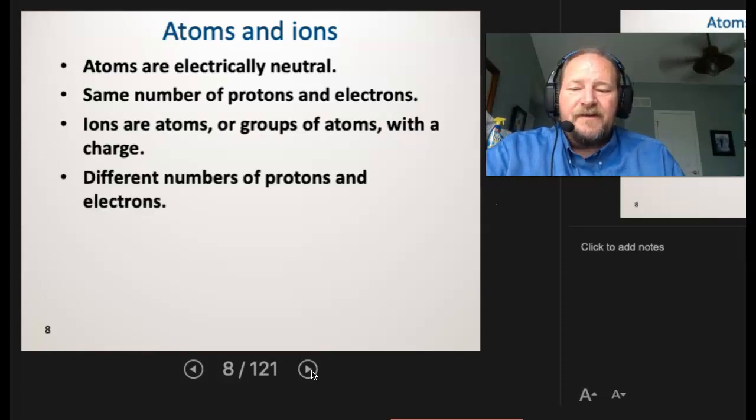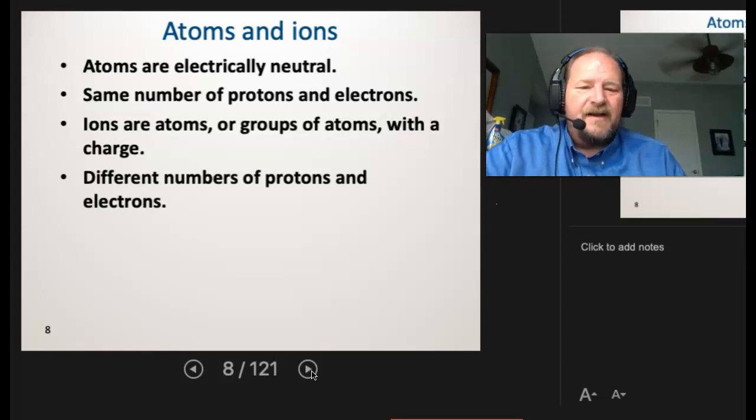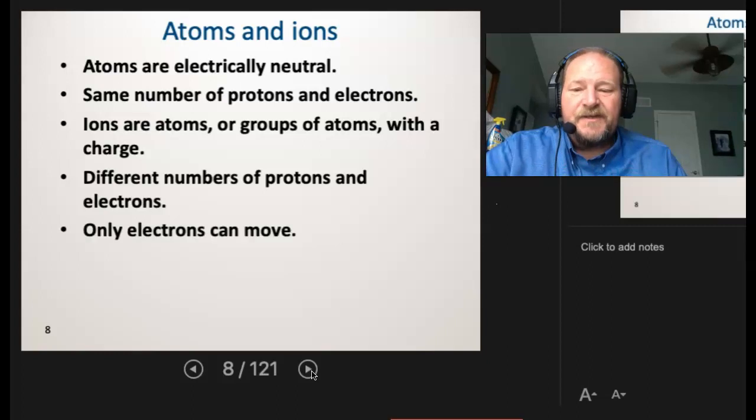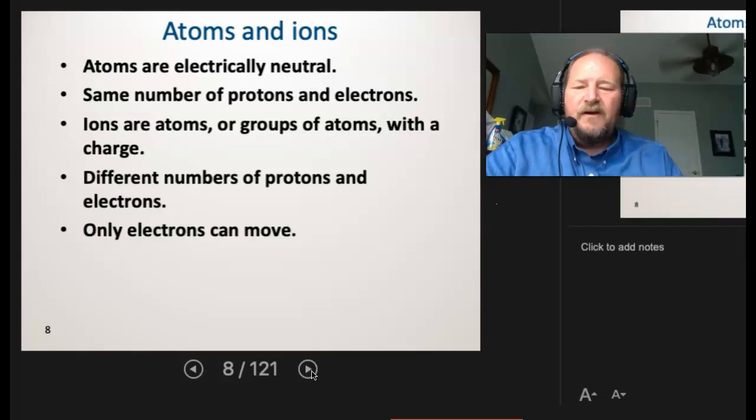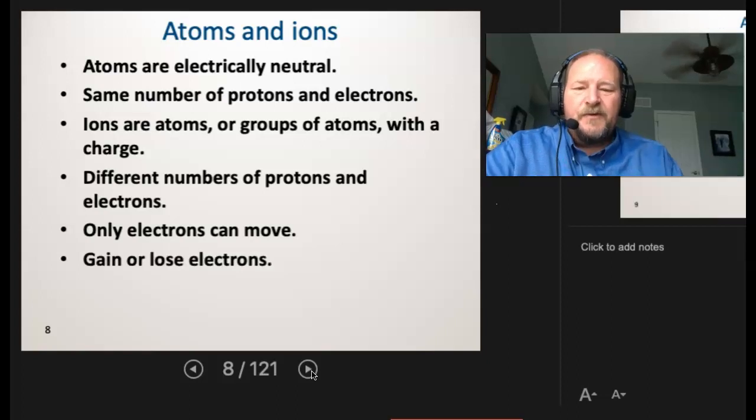That means we have a different number of protons and electrons. Now remember, back to the last segments, protons can never change. Neutrons, when they change, they make isotopes. Now we're going to be looking at making ions, which means only the electrons can move. Okay, protons cannot move. Only electrons can move. So we're either going to gain or we're going to lose electrons. Now, depending on which one we do, we're going to get a specific name.